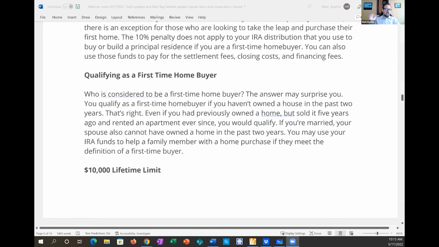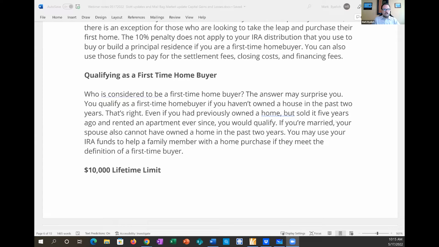So how do you have to qualify? Who is considered a first-time home buyer? The answer may surprise you. You qualify as a first-time home buyer if you haven't owned a house in the past 2 years. That's right. Even if you had previously owned a home but sold it 5 years ago and rented an apartment ever since, you would qualify. If you're married, your spouse also cannot have owned a home in the past 2 years.